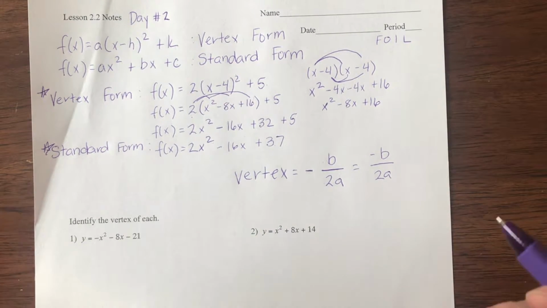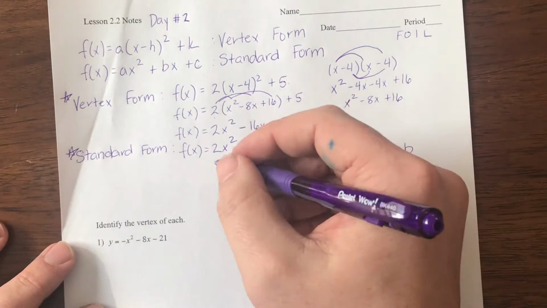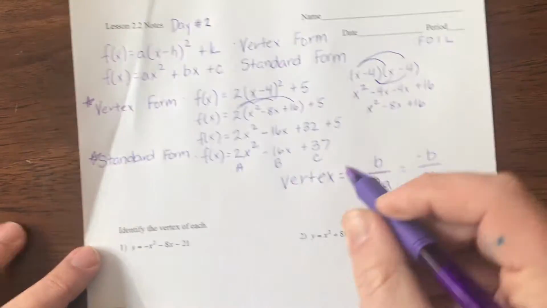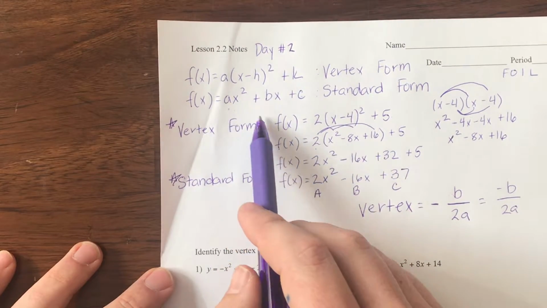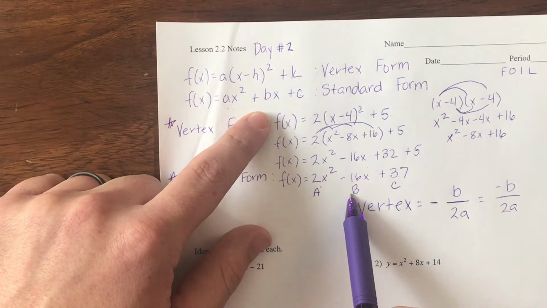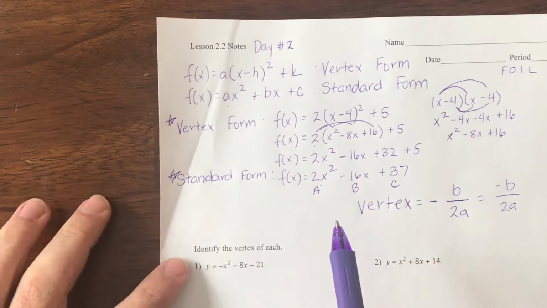Well, you may be saying, what's a and what's b? Keep in mind, standard form has a, b, and c. Again, ax squared plus bx plus c. So a is whatever's in front of x squared. B is whatever's in front of x.